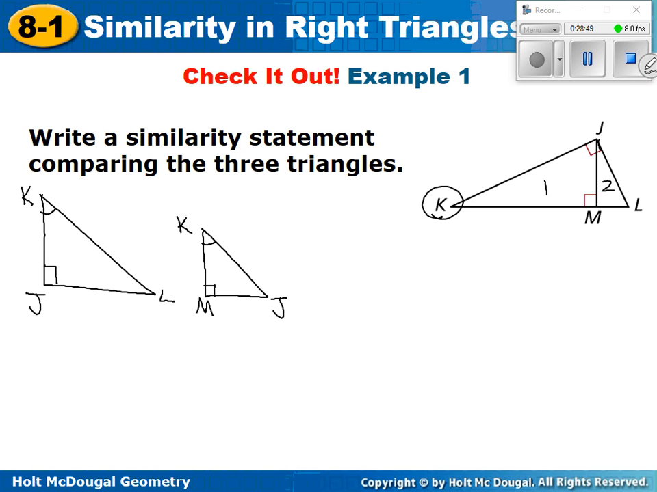What angle does it have in common with the great big triangle that never changes size? L. So that means since L is in the bottom right-hand corner in the big triangle, when I draw my next triangle, L needs to be on the bottom right-hand corner. The right angle needs to be in the same spot so that our L's are in the same spot and our right angles are in the same spot. What is my right angle letter? M. So I have L, M, and then what's this angle? J. If you can draw the pictures, then you can just write the similarity statement using these three pictures.